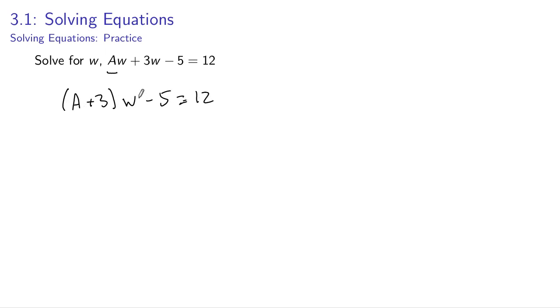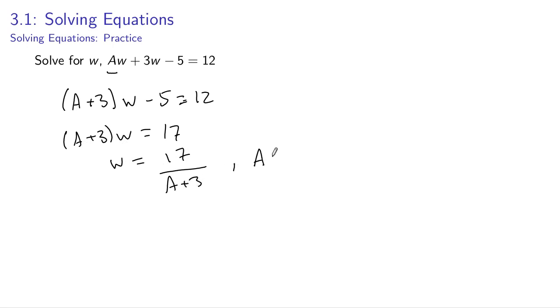Now if we add 5 to both sides of the equation, we have all the stuff with a w on one side and everything without w on the other. Now divide by a plus 3 on both sides, and we have this. Now we have to be careful.